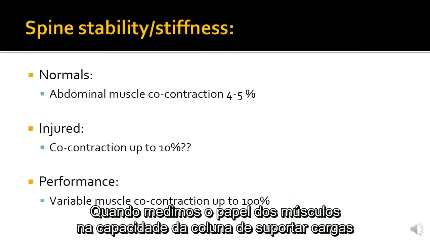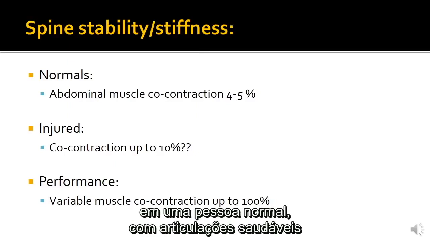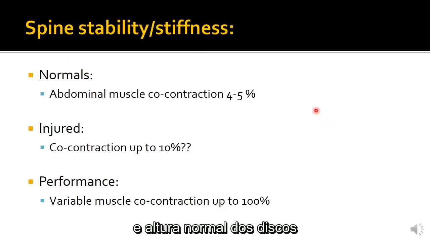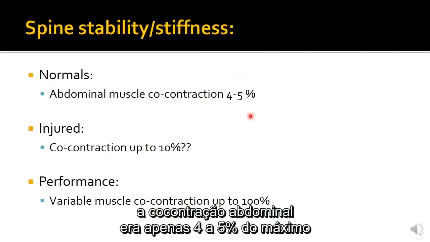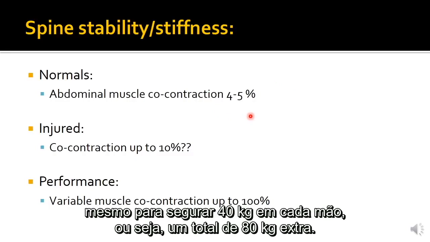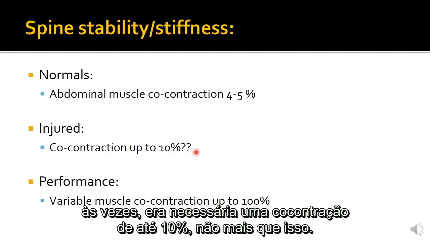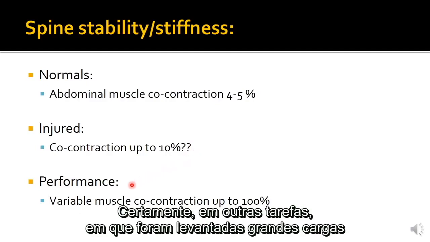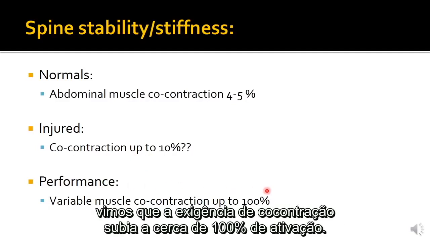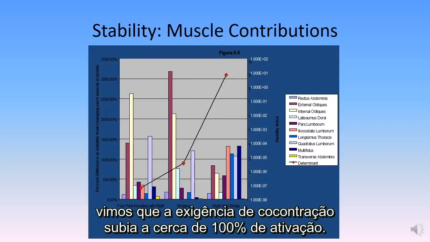When you measure the role of the muscles to allow the spine to bear a load in a normal person with undamaged joints and normal disc height, the abdominal co-contraction was only 4 to 5% of maximum, even to hold 40 kilos in each hand, or a total of 80 extra kilos. But if they had a flattened disc or a disc bulge, sometimes a co-contraction up to 10% was required, but not much more. And certainly in other tasks where people are lifting maximal weight, we see the requirement for muscle co-contraction going up to about 100% activation.